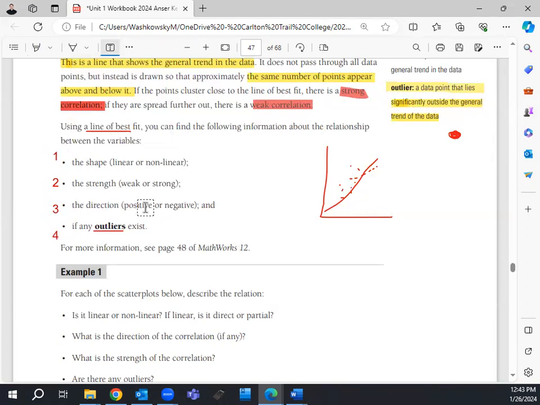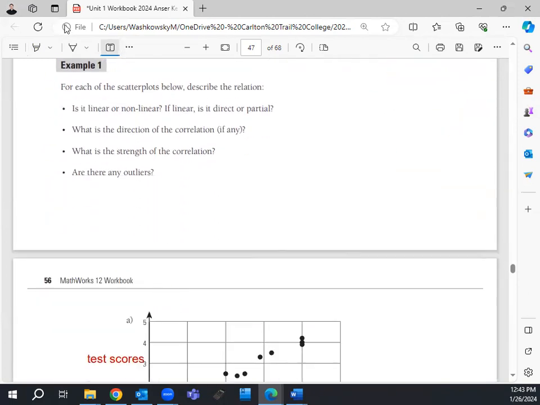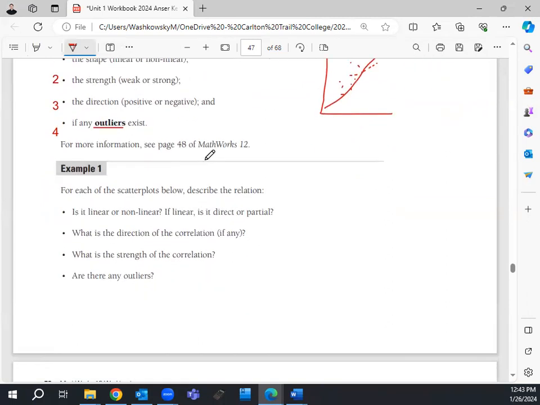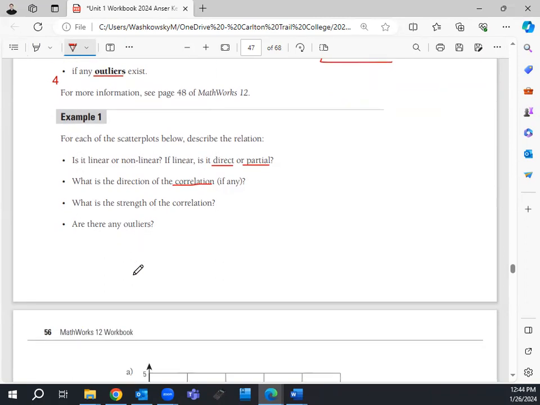So that's what we're going to figure out with these bottom 4 graphs. For these bottom 4 graphs, we're going to check to see if they're linear or nonlinear. That's number 1 here, that's the shape. We're going to check to see if it's direct or partial. That should be in our vocabulary by now. We want to see the direction of that correlation. That means we want to look at the strength of it, and we want to see if there's any outliers. So we're going to go through these charts one by one.